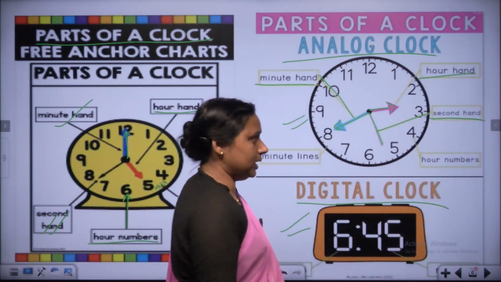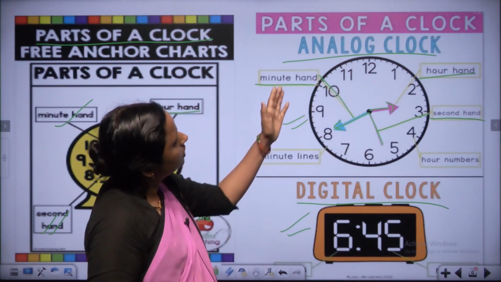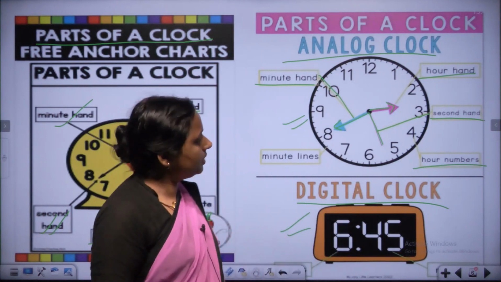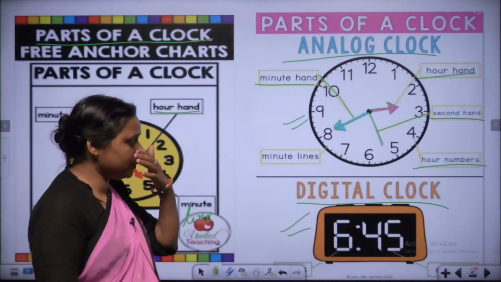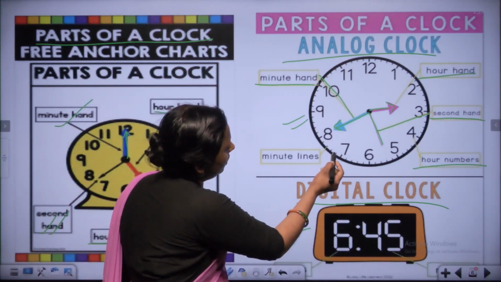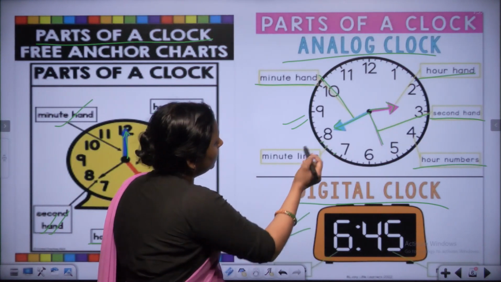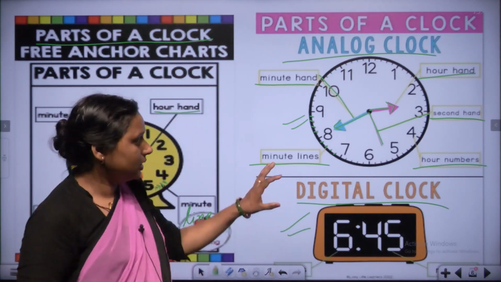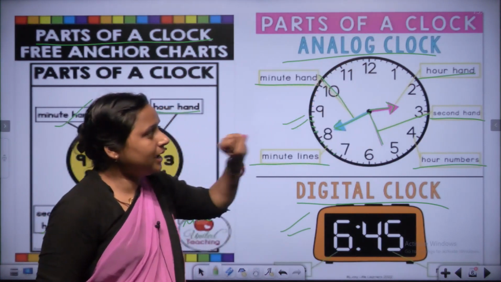second hand. Okay. And 1, 2, 3, 4 to 12. This is our numbers. Okay. Our numbers. And this one is 1, 2, 3, 4. Okay. Fifth and 1, 2, 3, 4. This is minute line. Okay. This one is minute line.